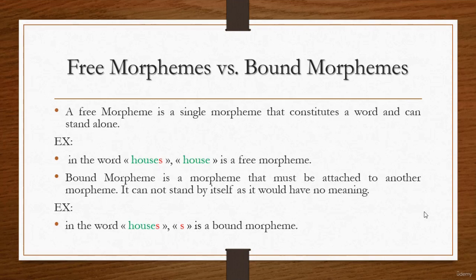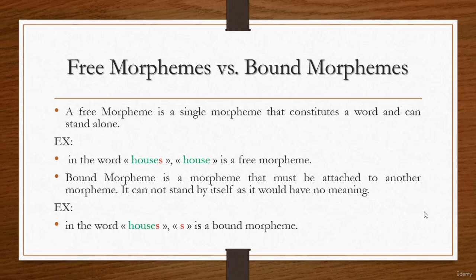So free morpheme versus bound morpheme. As you can tell from the name, free means independent, like somebody who is free. Bound morpheme is like, imagine a slave. Somebody is dependent on someone, somebody relies on someone else. This is the difference: you can say dependent morphemes are bound morphemes, and independent morphemes are free morphemes. So now let's go deeper, okay?